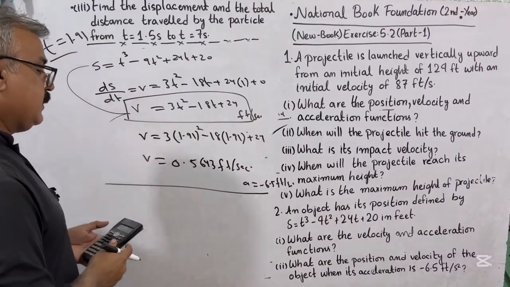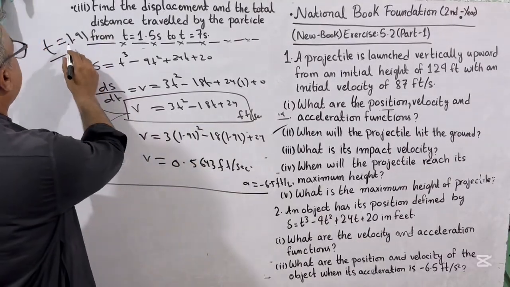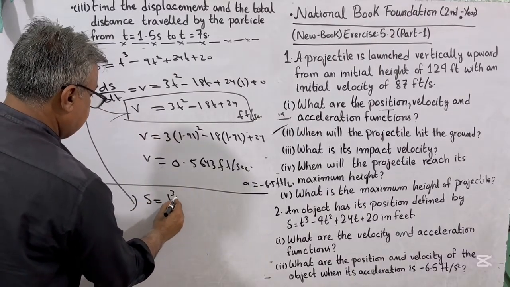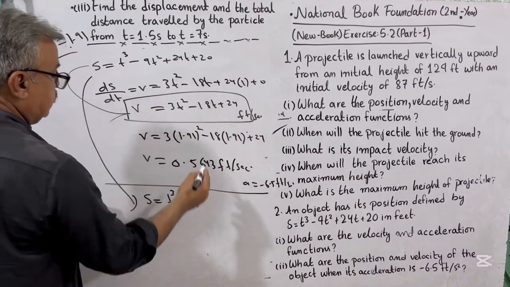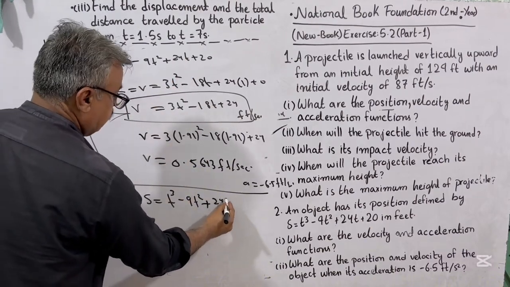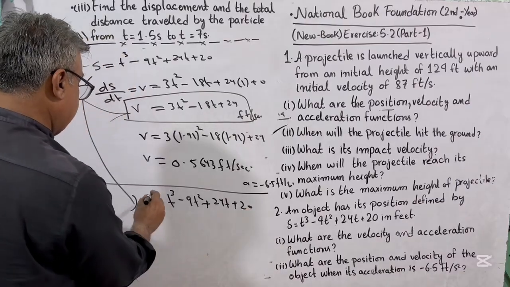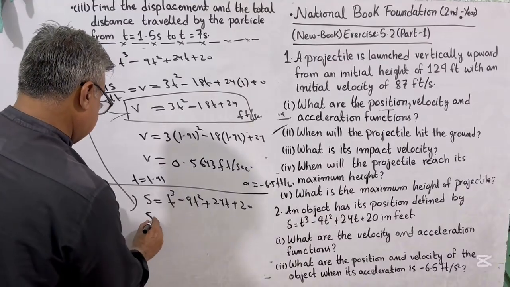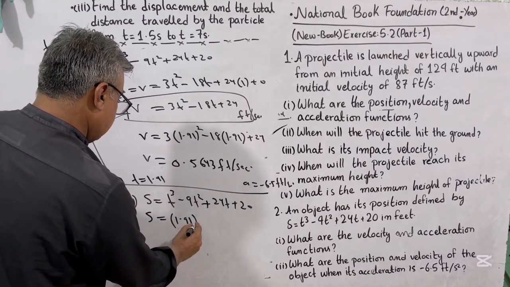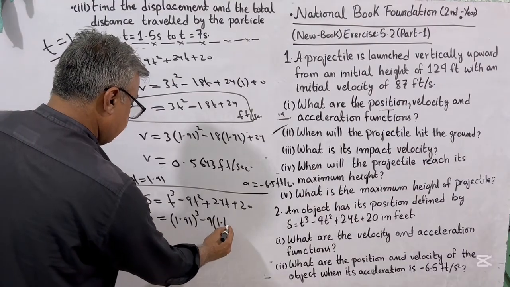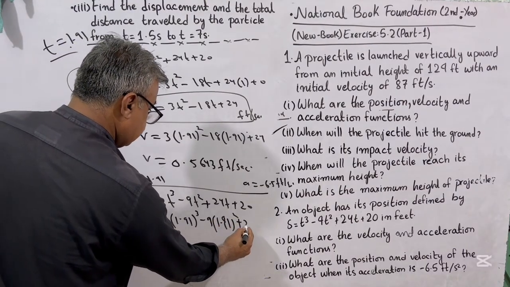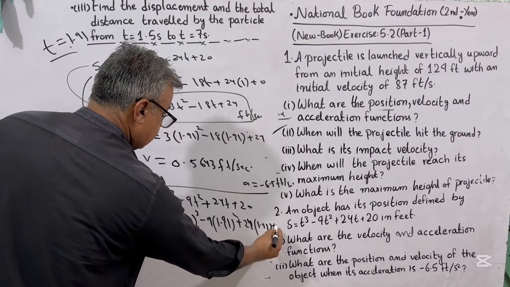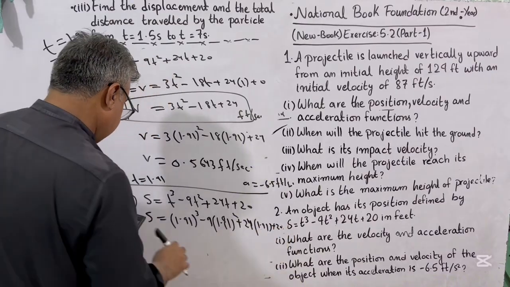Then we are asked to find also the position. Same time 1.91, plug into this position function. Position is given by t cube minus 9t square plus 24t plus 20. Plug in 1.91 here instead of t. It is the time when the acceleration is negative 6.5. S is 1.91 whole cube minus 9 times 1.91 whole square plus 24 times 1.91 plus 20.